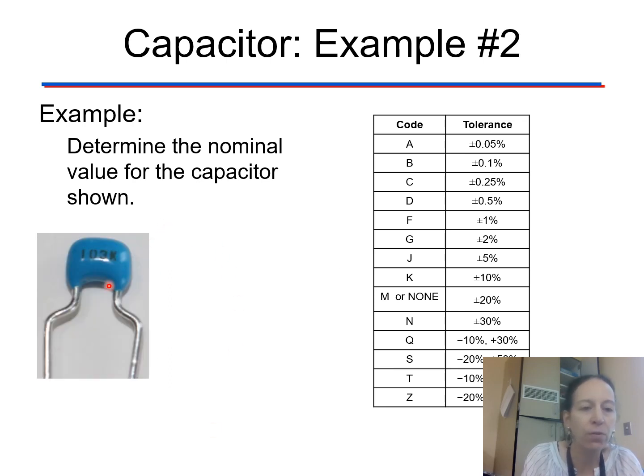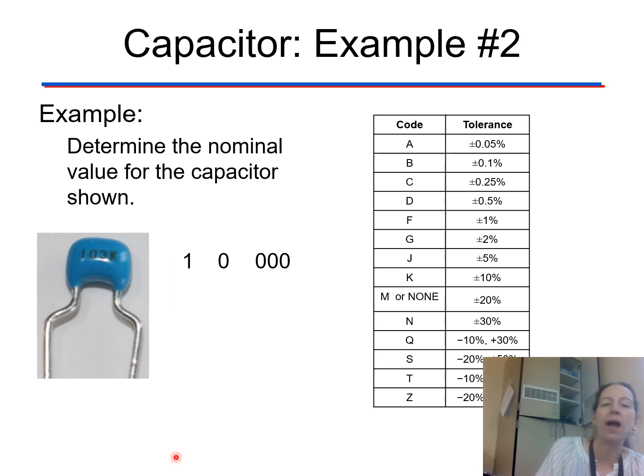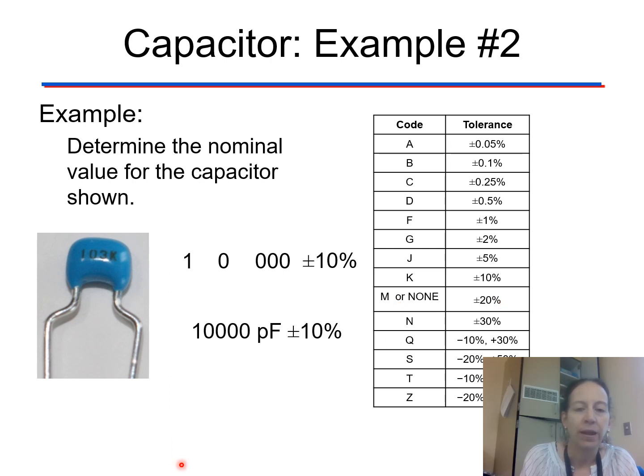Here's example 2. That looks like 103. So the first digit is a 1, second digit is a 0, and then a 3 means it will be followed by 3 more zeros. And then K is plus or minus 10%. And so this would be 10,000 picofarads plus or minus 10%. And you could move your decimal point over. Okay, you can play around with that too. Might even be more, because 10,000 is kind of a big number.